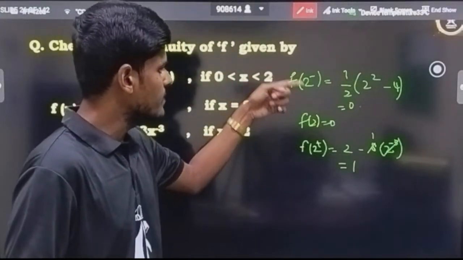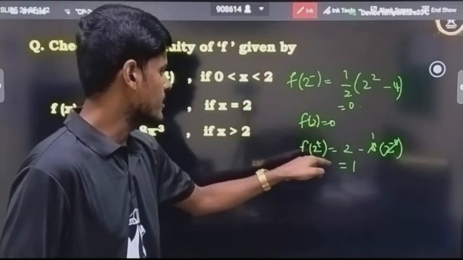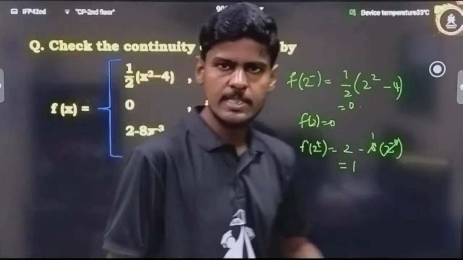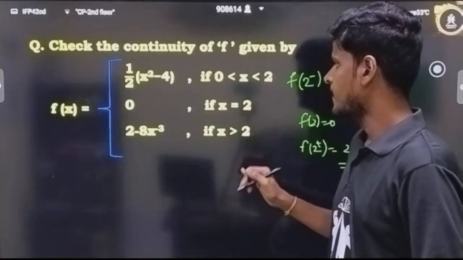So here f of 2 minus and f of 2 are equal, but f of 2 plus, the right hand limit, is not equal to this. That means this is a discontinuous function at this value 2.